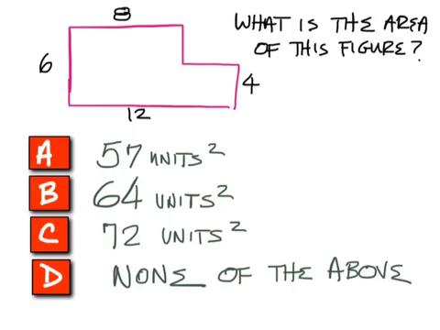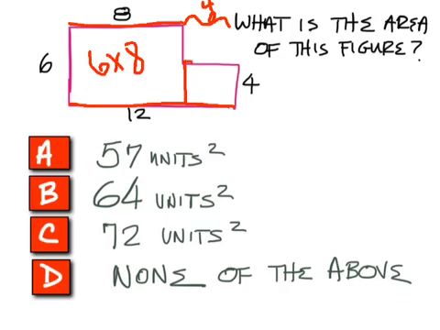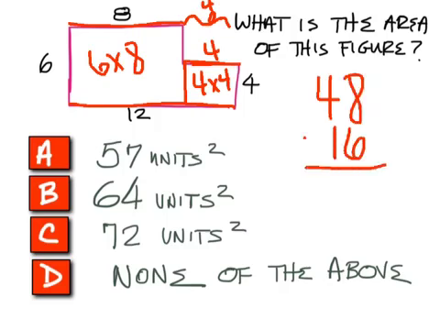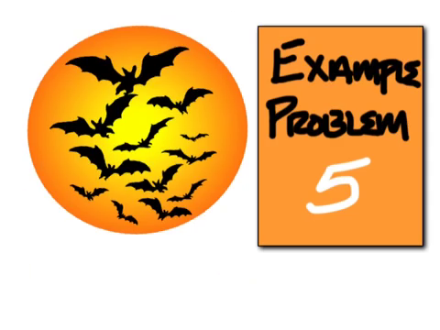Okay, OGT problem. To find the area of this figure, we're going to split it up into 2 figures and add their areas. We have a 6 by 8 rectangle. The line here is 12 units long, and the top is 8, which means this missing part right here is 4 units long. So this is 4 by 4, which is a square. Our 6 by 8 gives us 48. 4 by 4 is 16. So our total is going to be 64, which is B.